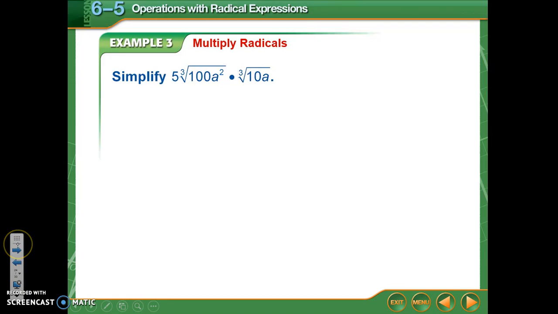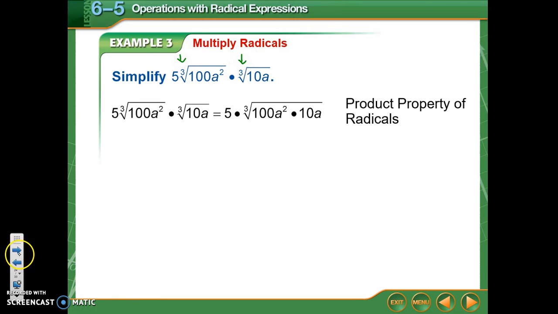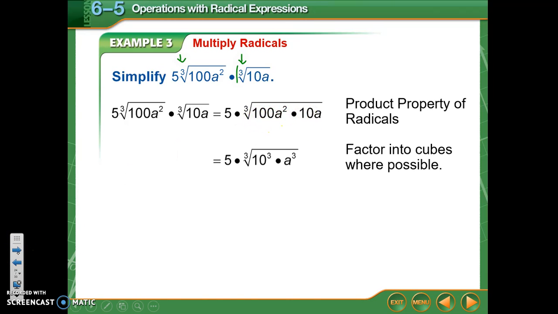So when I multiply radicals, this is a throwback again to chapter 4, but this time we're using cube roots. I have to make sure they're both cube roots before I multiply, and they are. So I multiply what's outside the radical, which is just 5 times 1 in this case. And then under the radical, 100a squared times 10a. That gives me 5 times.